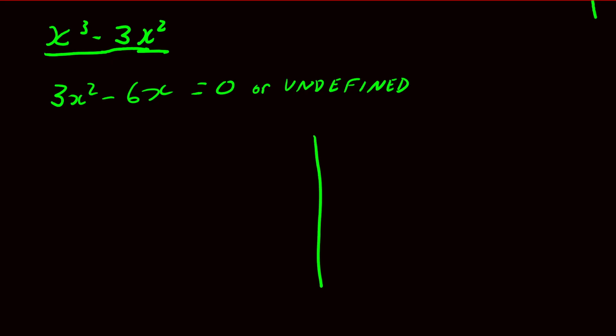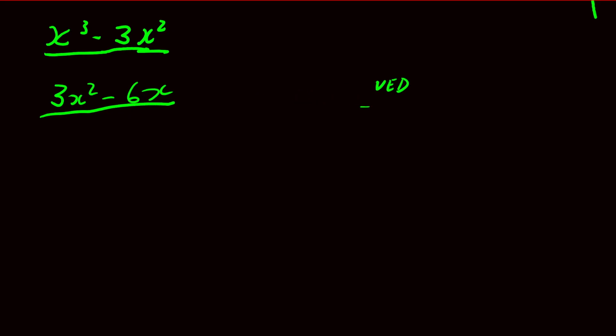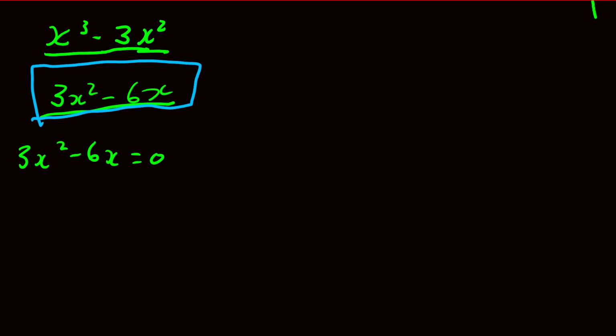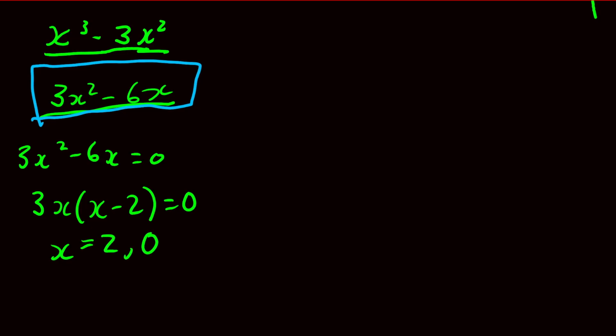So now let me just erase all this. Obviously, this function right here is never going to be undefined, so we're just going to set it equal to 0. So 3x squared minus 6x equals 0. And let me put this in a blue box. This is the first derivative test. The first derivative is very important. So now let's solve for this. It'd be 3x times x minus 2 equals 0. So x equals 2 and x equals 0. These points where the derivative hits 0 are called the critical points.